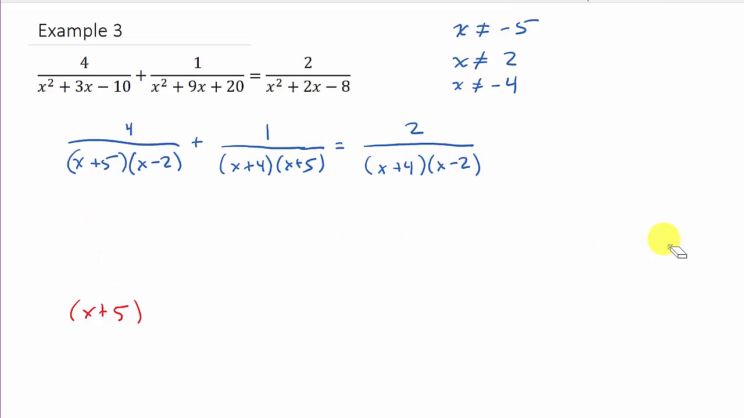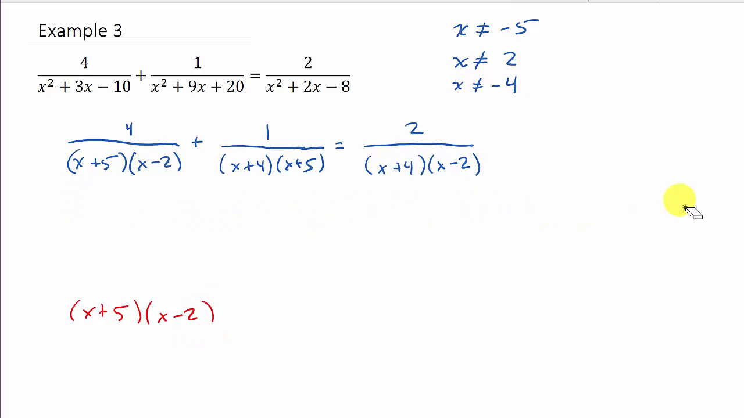Alright, so now let's go to the next different factor. We'll go to the x minus 2. Here in this denominator, it appears 1 time. In this denominator, it appears 0 times. And in this denominator, the x minus 2 appears 1 time. The most number of times it appears in any of the denominators is 1 time. So we use it 1 time.